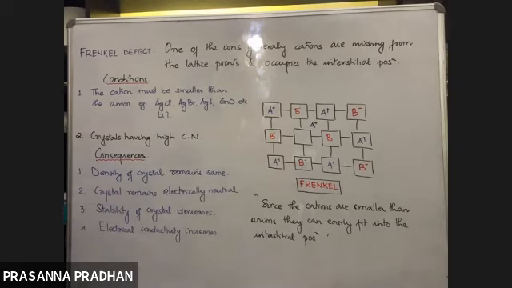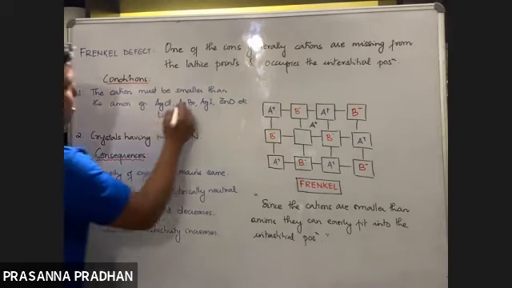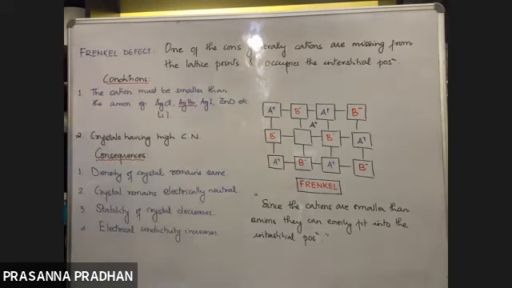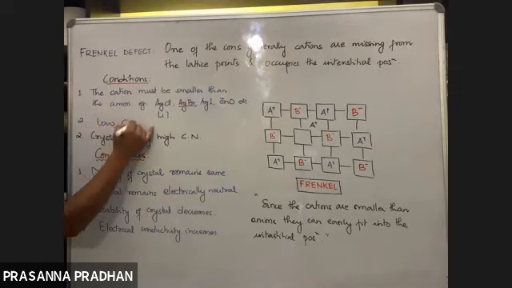Why have I told you to underline this? AgBr shows both Schottky as well as Frenkel defect. And number two, the crystal should possess a low coordination number.